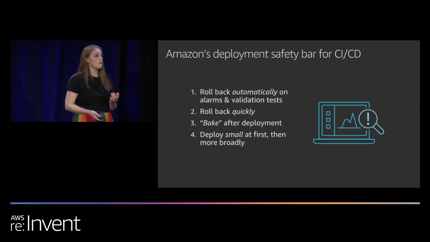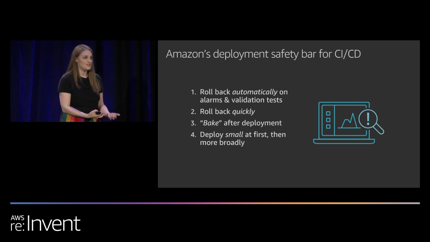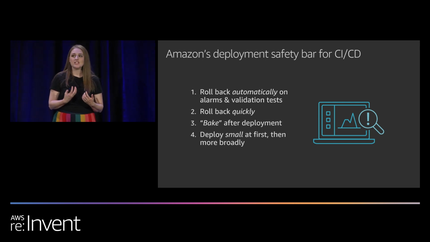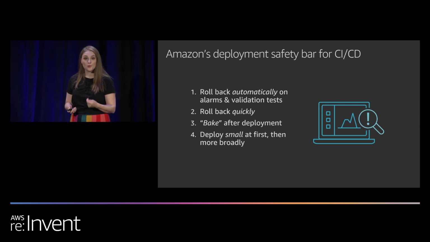The second is to roll back quickly. So if the deployment or the rollback take hours to complete, then that means that we're going to continue to have issues in production through that whole long rollback. So it's important that we design the system to have very fast rollbacks.